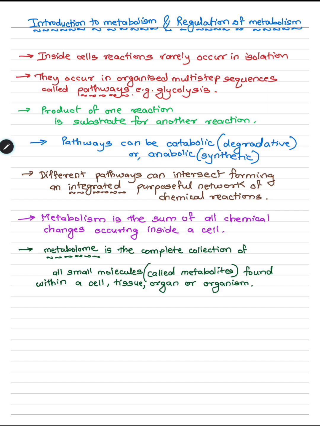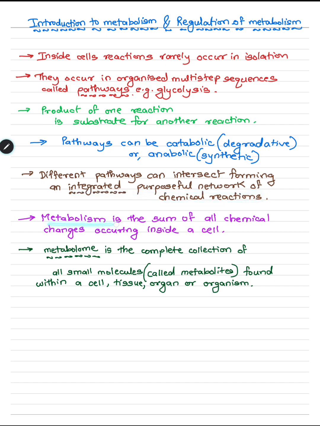Reactions inside cells rarely occur in isolation. They occur in organized multi-step sequences called pathways, where the product of one reaction is the substrate for another reaction. Pathways can be catabolic (degradative) or anabolic (synthetic). Different pathways intersect, forming an integrated, purposeful network of chemical reactions.